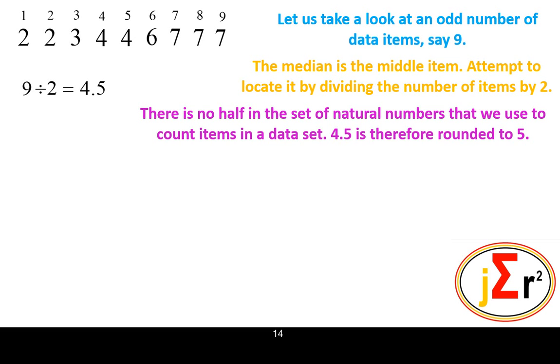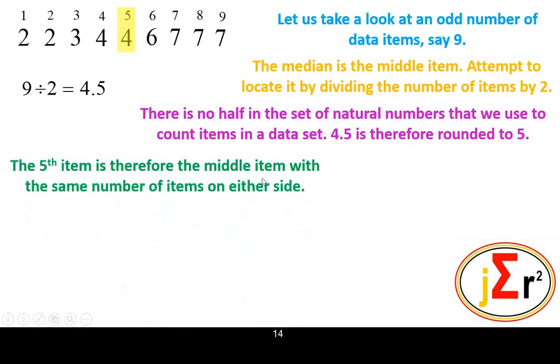And we have to use a number item that we can locate in the data set. We will round to 5. So instead of 4.5, we will round this figure to 5. And so the fifth item is what we imagine on this occasion will be the median. It will be the median if it is actually in the middle of the data set. The fifth item is therefore the middle item with the same number of items on either side.